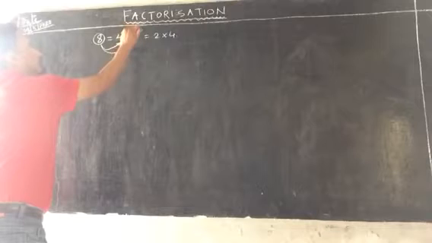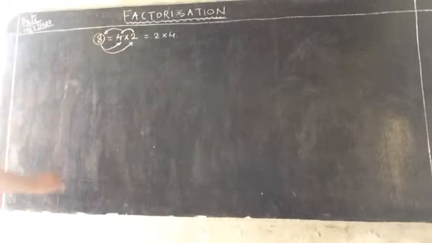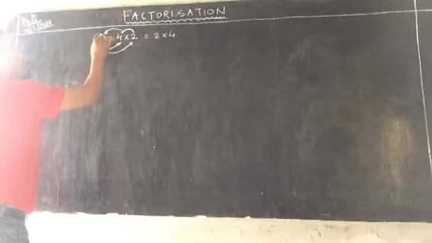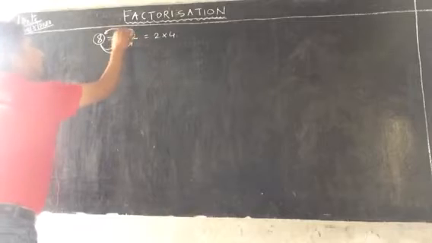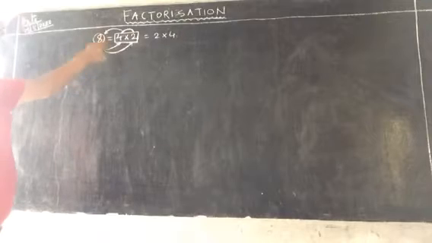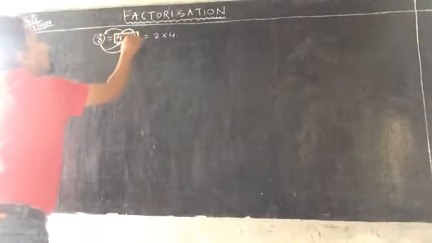Both the numbers are the factors of 8, and I am writing this 8 in the form 4 multiply 2. To write any number in the form of the product of its factors, that is called factorization.